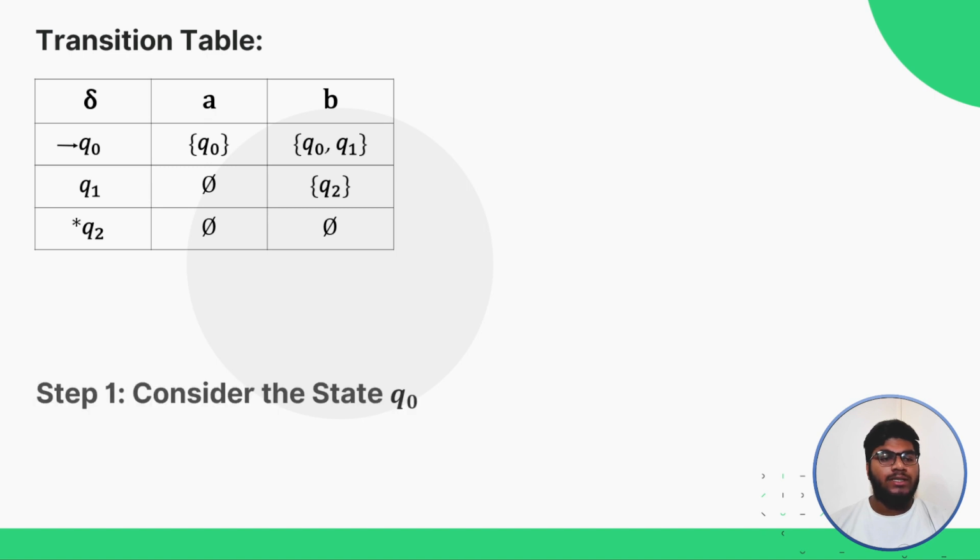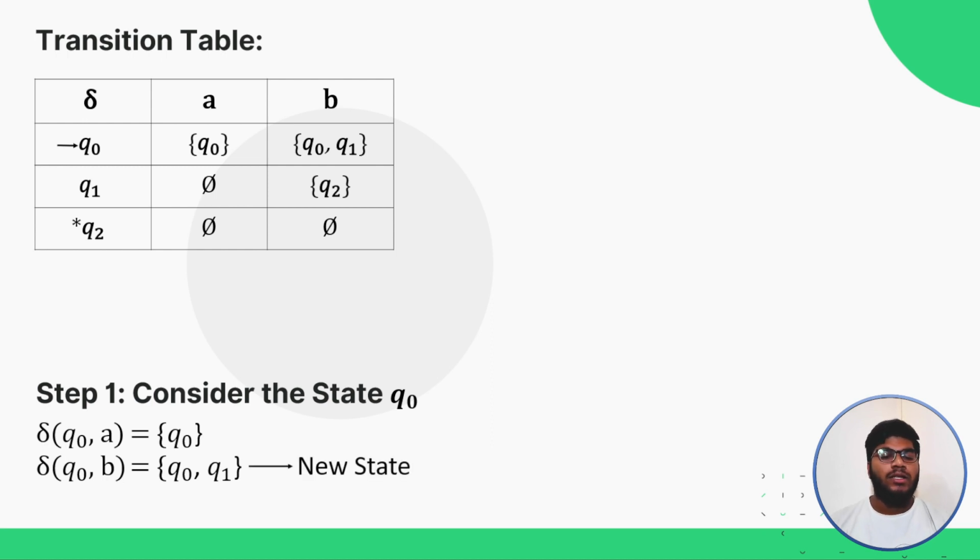In the first step, we are gonna consider the Q naught state, that is the first state. In the Q naught state on accepting A, we can see from the transition table that it is moving on to Q naught itself. And Q naught on accepting B is moving on to the Q naught comma Q1 state. Q naught is already present in the transition table, so we don't need to consider it as a new state. Whereas Q naught comma Q1 is not present in the transition table, so we're gonna take it as a new state in the transition table also. This completes the first state, that is Q naught state.